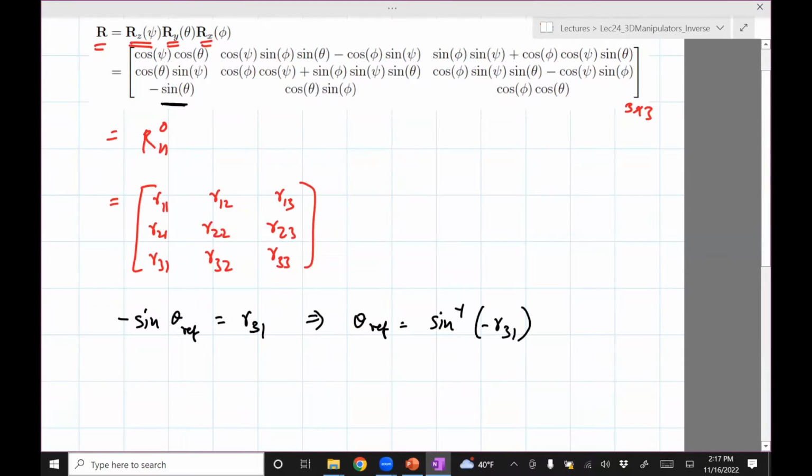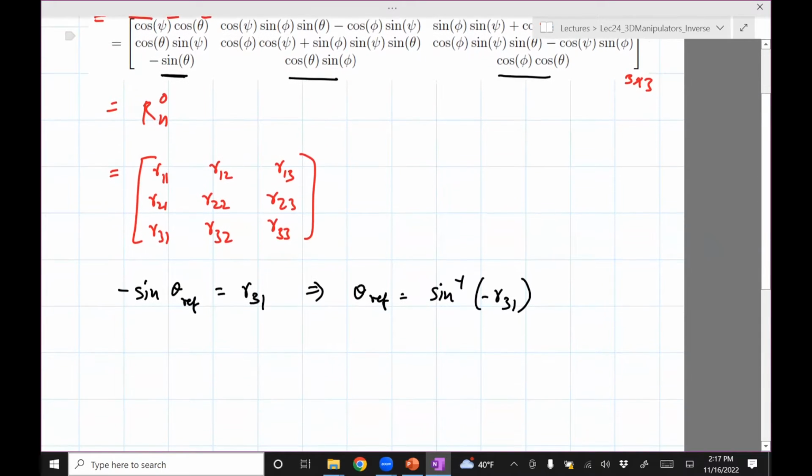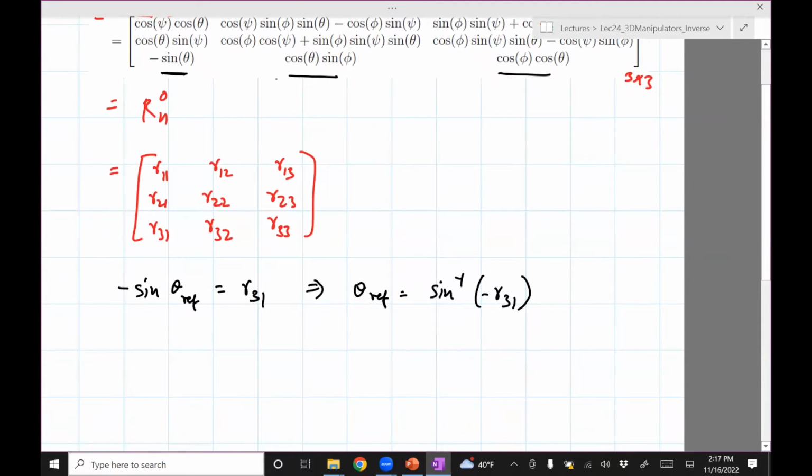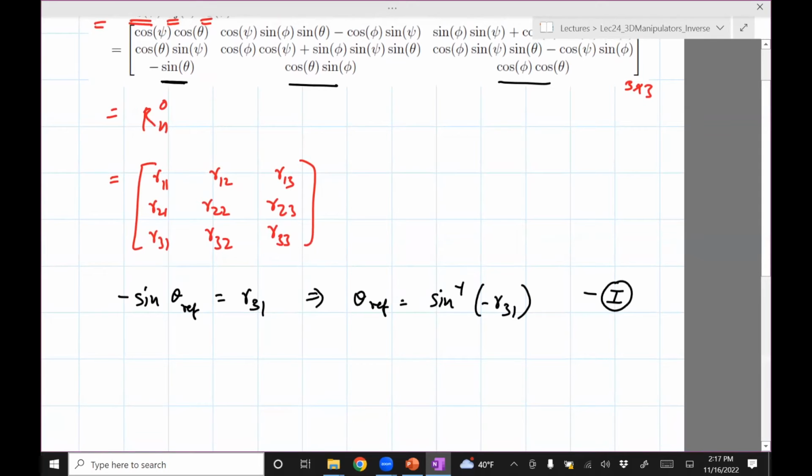Okay. Let's call this 1. This gives us theta ref. Once we get theta, we can use either this or this, it's up to you, to compute phi. So from, let's say, row 3, column 2, we have cosine theta ref sine phi ref equals our third row, second column.